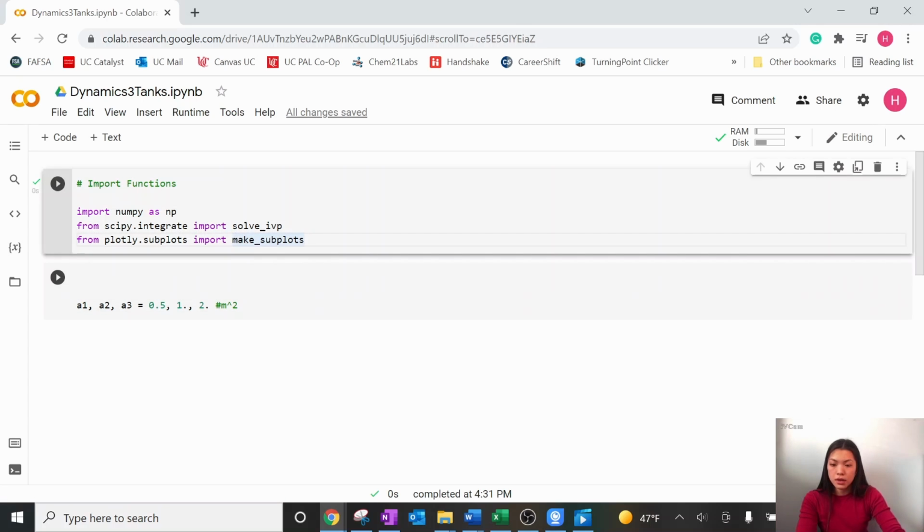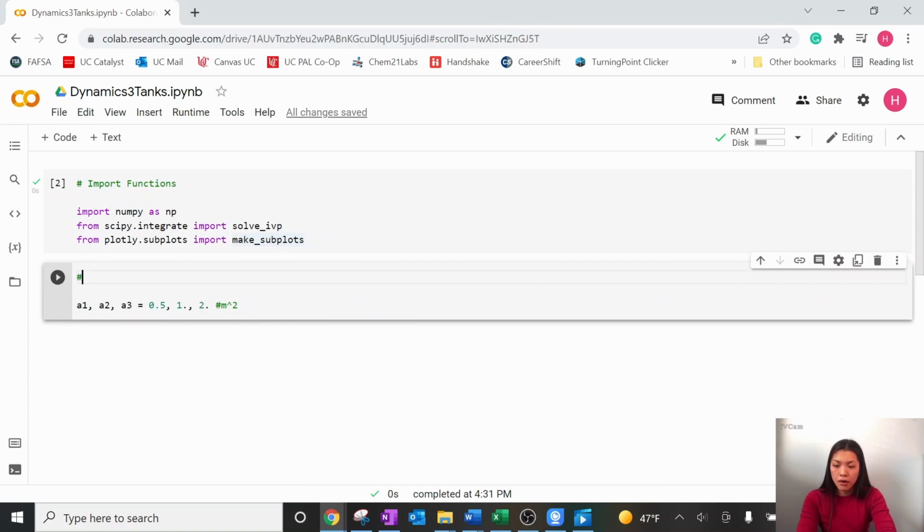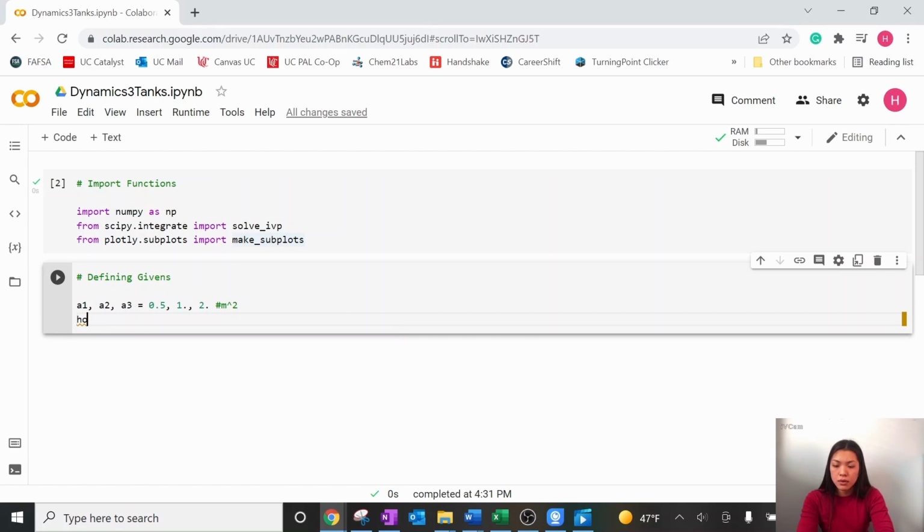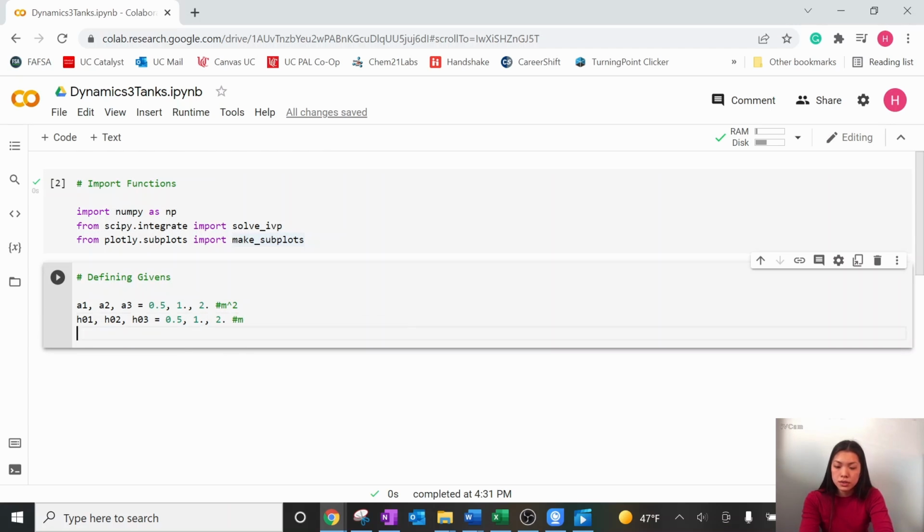So what we're doing is, again, defining our givens. We are also given the initial height of tank 1, tank 2, and tank 3. So the initial height of tank 1 is 0.5 meters, the initial height of tank 2 is 1, and the initial height of tank 3 is 2, and these are all in meters.